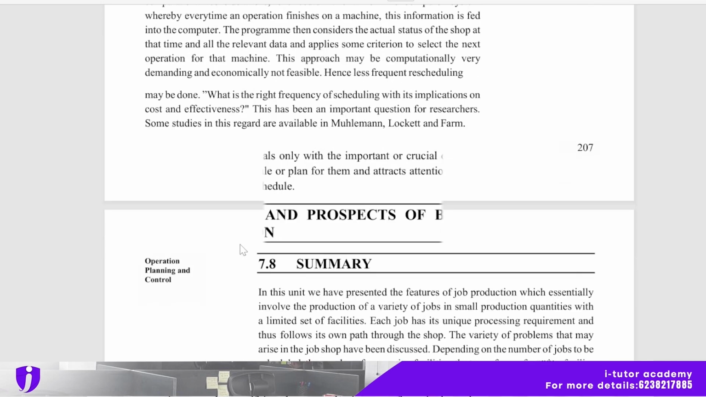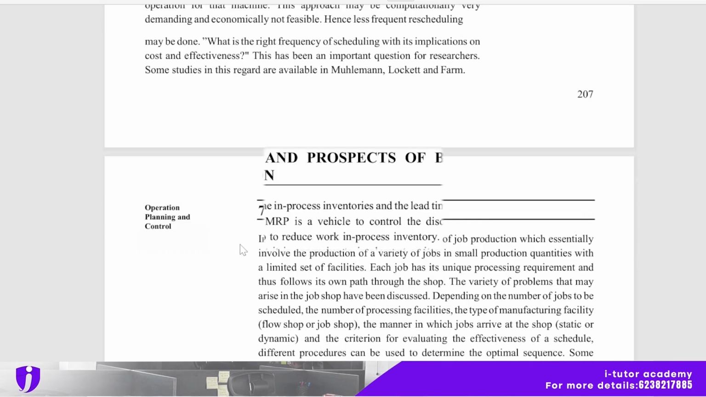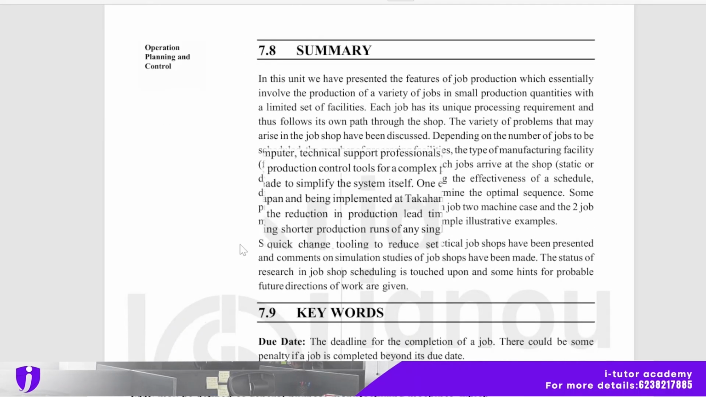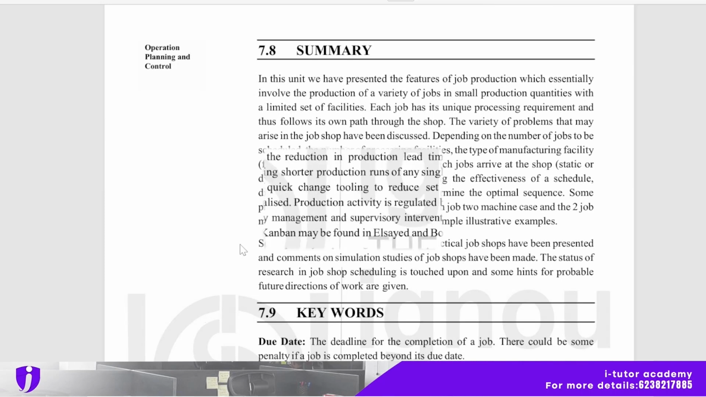Next, this is about this unit, and the summary of this unit is here. In this unit we have presented the features of job production, which essentially involves the production of a variety of jobs in small production quantities with a limited set of facilities. Each job has its unique processing requirement and thus follows its own path through the shop, and the variety of problems that may arise in the job shop have been discussed.